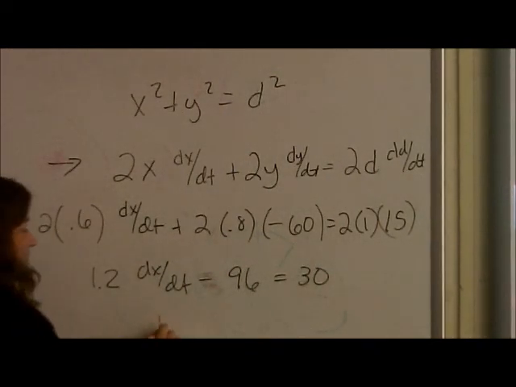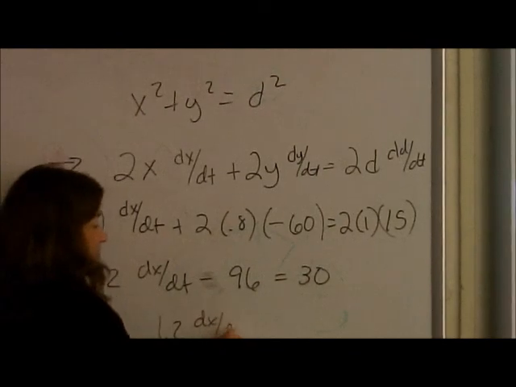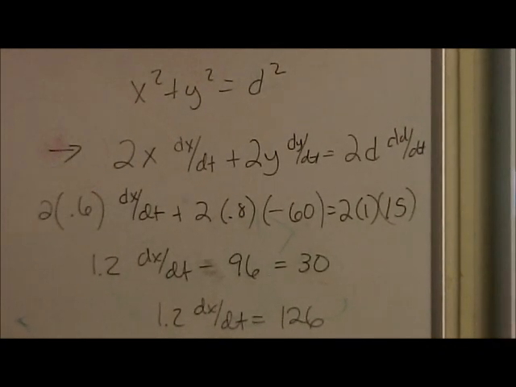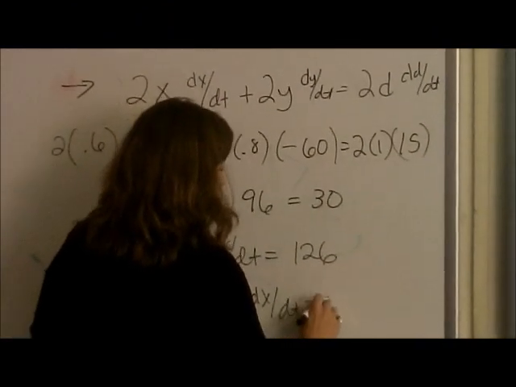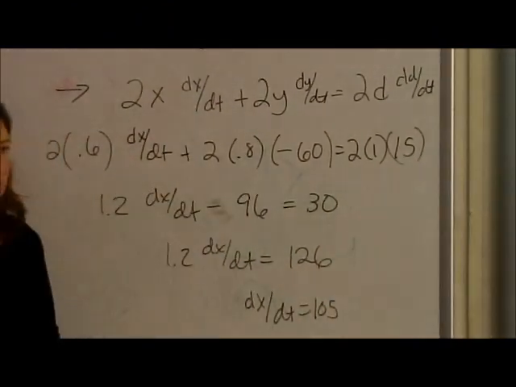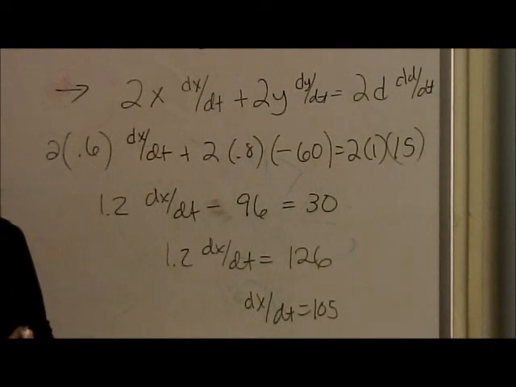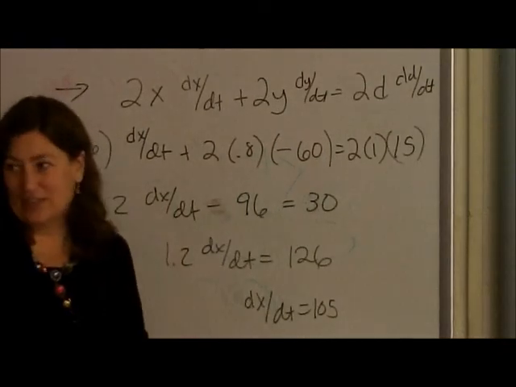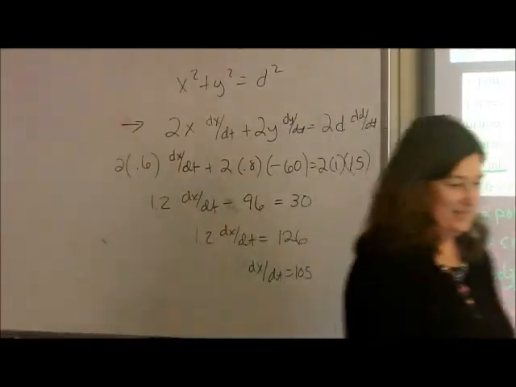That'd be right. Okay, yep, so 1.2 dx dt equals 126. Could you divide 126 by 1.2? How fast is our criminal going? 105. He's fast. Our criminal is going at 105. He turned. Maybe he's accelerating after his turn. Wait, the criminal's going this fast?